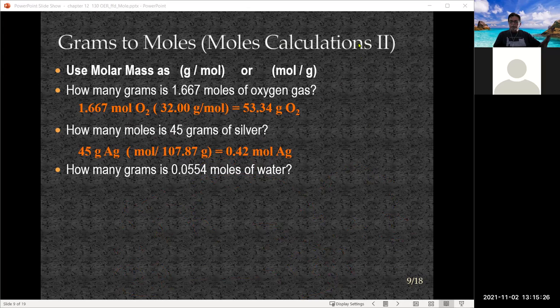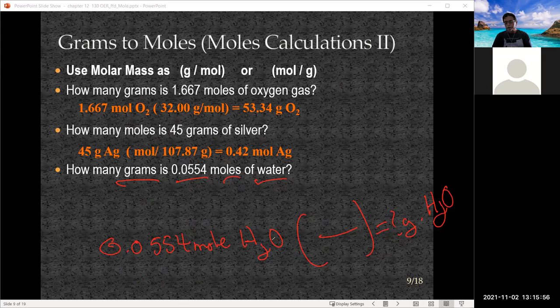All right, so here we have this one. We have grams. If I had 0.055 moles of water, how many grams does that represent is the question. And so I have 0.0554 moles of H2O. Obviously, I need a conversion factor, and I need to get to grams of H2O. Therefore, I need grams in the numerator.